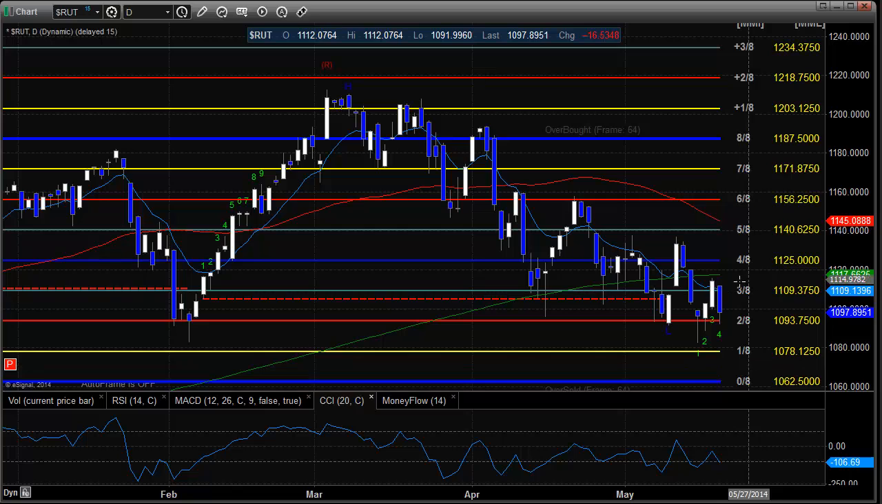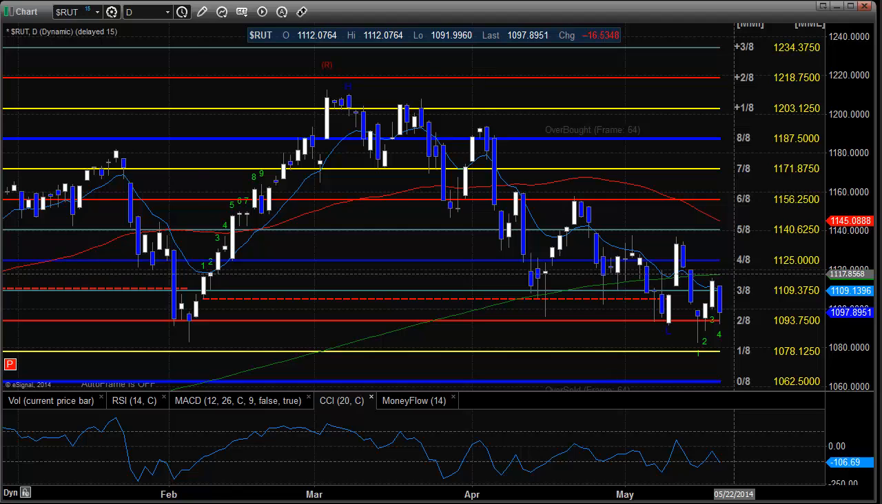If we do continue lower, we're going to be talking about the 0 ace level as the next meaningful area of support. And the key thing is that's going to be undercutting the February low, which is definitely going to be a notable development if that does happen. To the top side, if we do rally back up, previous day's high is going to come into play, and then more importantly, the 200 period moving average at 1117.5.